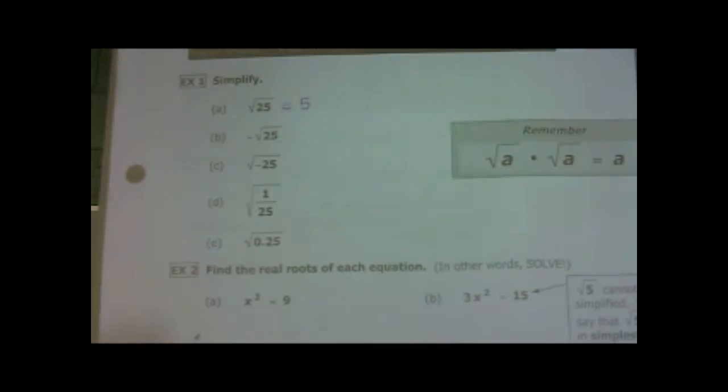First of all, the square root of 25 is like asking yourself what multiplied by itself gives us 25, and that's 5. 5 times 5 is 25. So the square root of 25 is 5. In example B, I've got a negative in front of my square root. My square root symbol is like a grouping symbol, which means the first thing I'm going to do is find the square root of 25, which I've already said is 5, and then I'm going to put a negative in front of it.